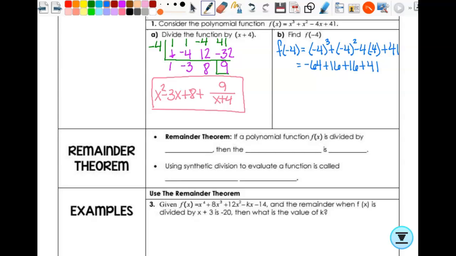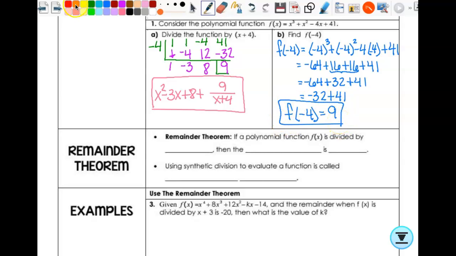Now, when I combine these, I can combine them in any order. So I want to think, I know that 16 and 64 are related to each other, right? So I'm going to combine these two first, and I'm going to get negative 64 plus 32 plus 41. And you wouldn't necessarily always have to write it all down. I just don't want to lose you in the thought process. So then what's negative 64 plus 32? Negative 32. So I've got negative 32 plus 41. So f of negative 4 is equal to what? 9.